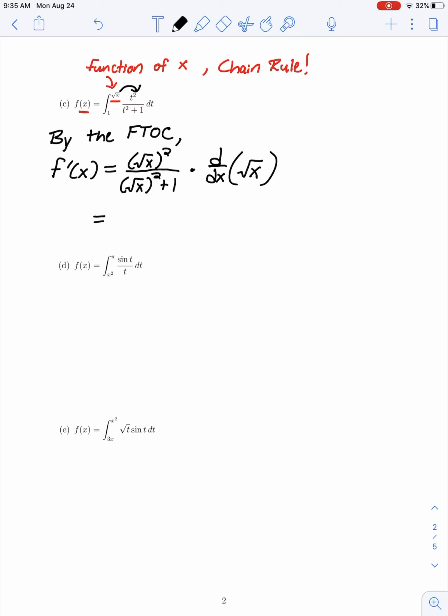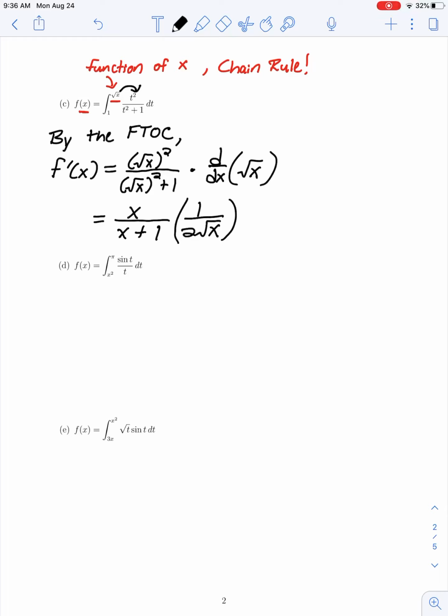Simplifying our first expression, when we square the square root of x, we have simply x. So we have x divided by x plus 1, and then we're multiplying by the derivative of the square root of x, which is 1 over 2 times the square root of x, or if you prefer, 1/2 x to the negative 1/2 power.